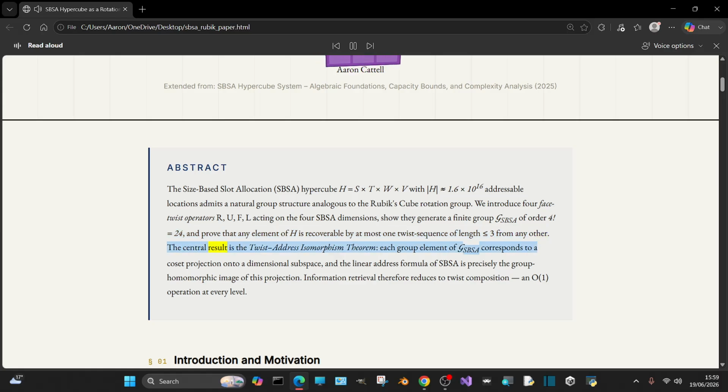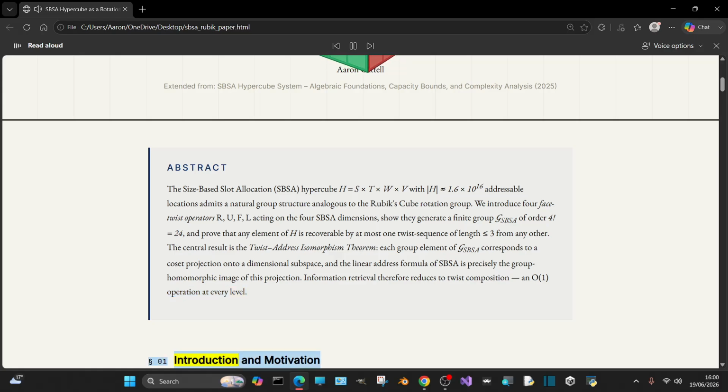The central result is the twist address isomorphism theorem. Each group element of SBSA corresponds to a coset projection onto a dimensional subspace, and the linear address formula of SBSA is precisely the group homomorphic image of this projection. Information retrieval therefore reduces to twist composition, an O(1) operation at every level.